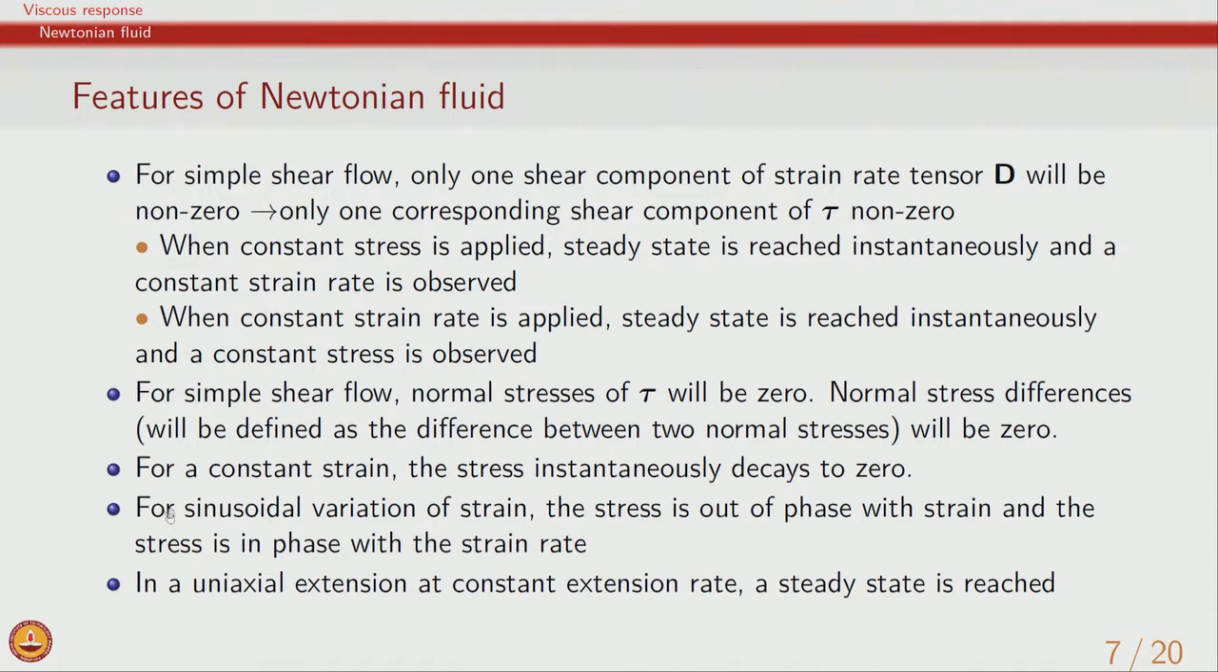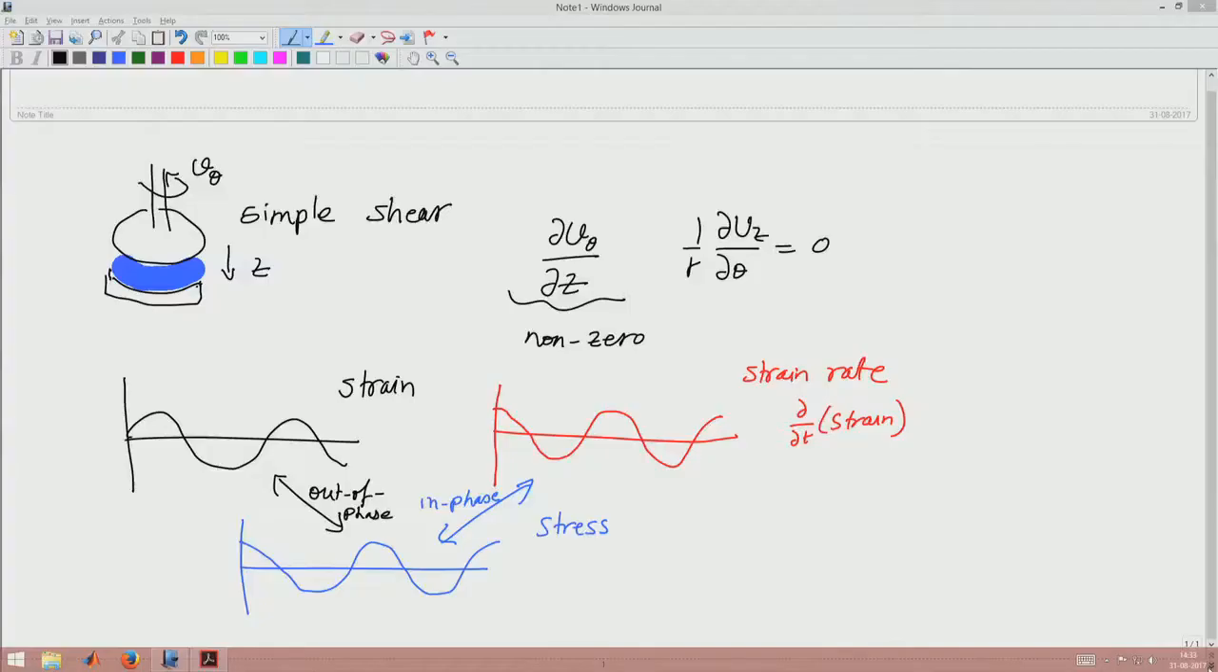In summary, what we are saying is that for sinusoidal variation of strain, the stress is out of phase, and the stress is in phase with strain rate. And in a uniaxial extension at constant extension rate, a steady state is reached. This is fairly important for elastic fluids which are used in making fibers or sheets, and many plastic materials are used to make where extensional flow is involved, and many of those materials actually do not show a steady state. So, what do we mean by that?